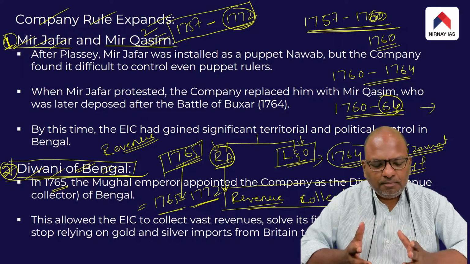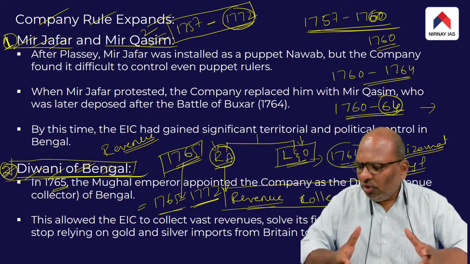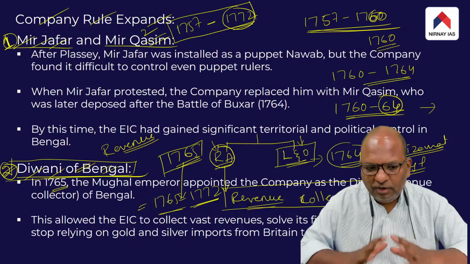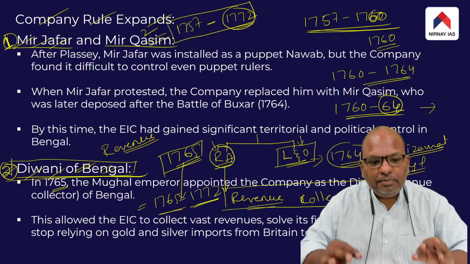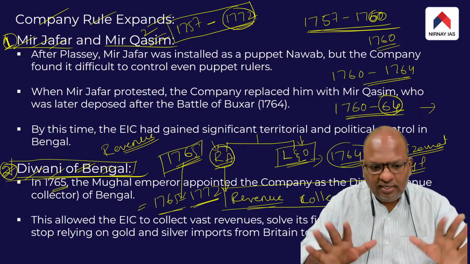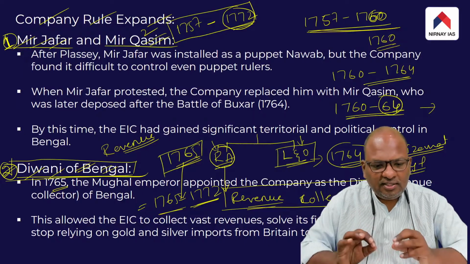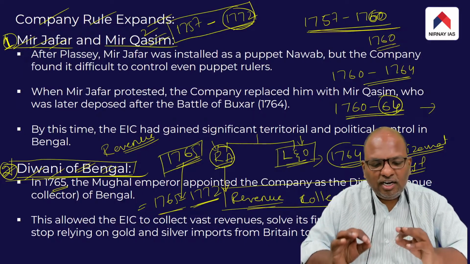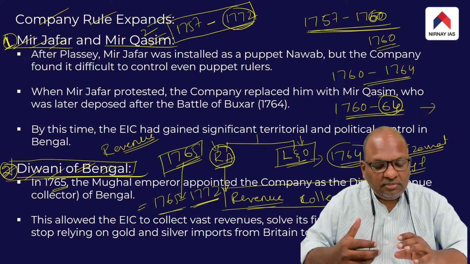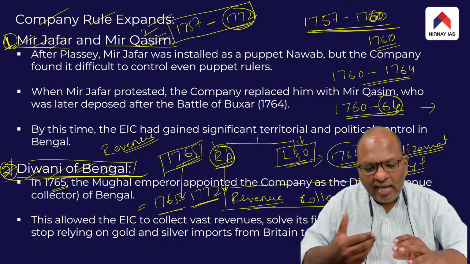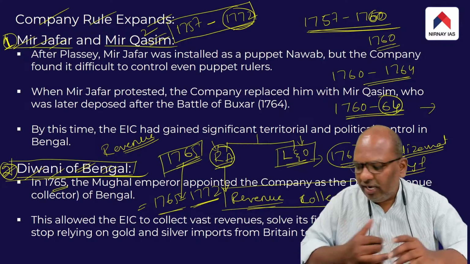This was because the British were interested in only collecting land revenue from the people of Bengal, but they did nothing for the welfare of the people of Bengal. They did nothing. They were interested only in collecting land revenue. They did not carry out any kind of welfare activities for the benefit of the people of Bengal. This is what happened.